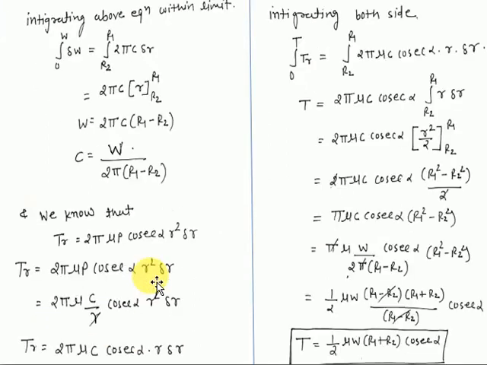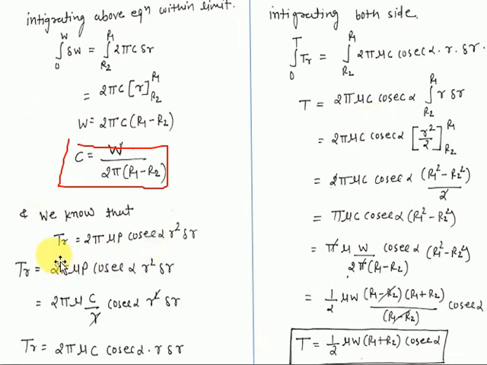Now we have to integrate delta W on both sides with the limits. So here 0 to W and R2 to R1, and if we put this limit, we get W is equal to 2 pi C (R1 minus R2), because 2 pi C is constant and delta R integrates to R, between R2 and R1. So finally we found the equation for C, that is W upon 2 pi (R1 minus R2), and we have to put this value into the next equation.